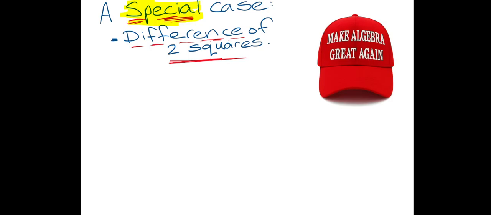I want to give a quick note to a special case that often comes up in exams, and it's the case of difference of two squares. Say I have a squared minus b squared. We don't know what a is, we don't know what b is, and we're asked to factorize it. Can we even factorize it? And the answer is yes, and it just takes this form.